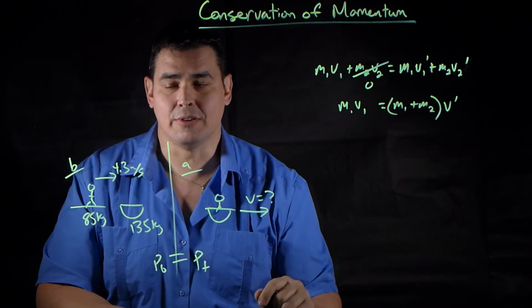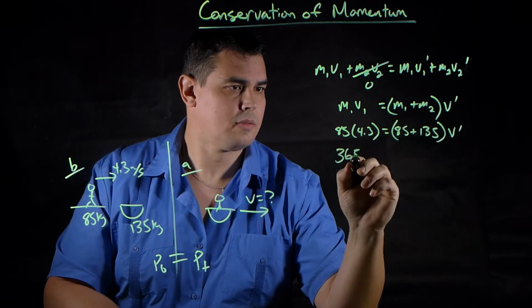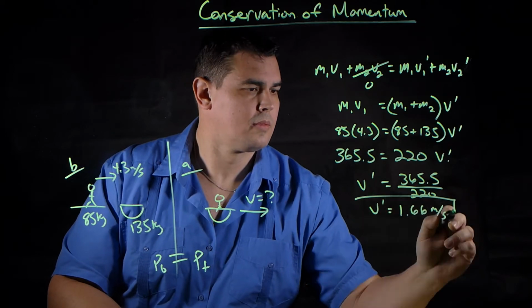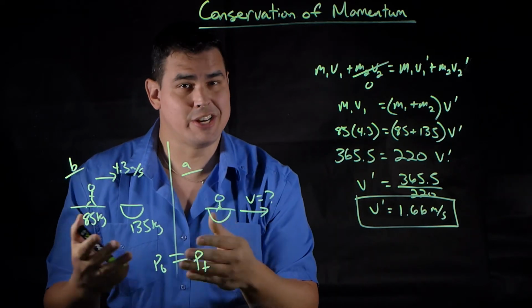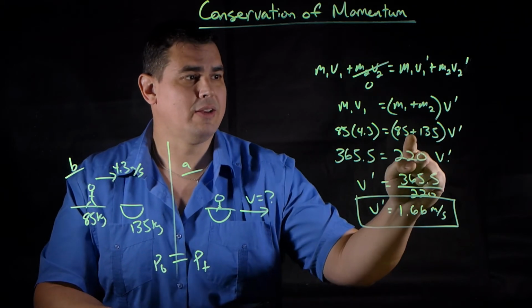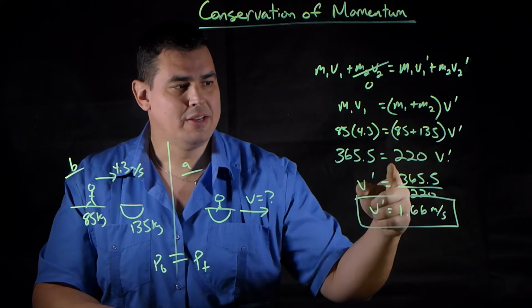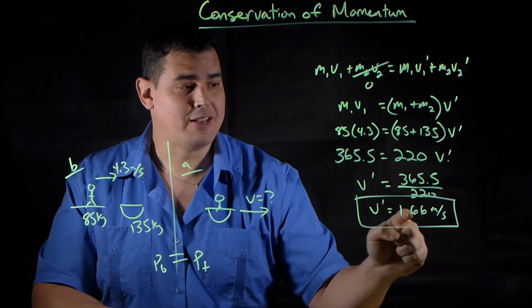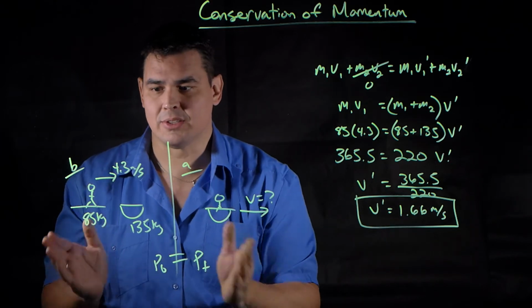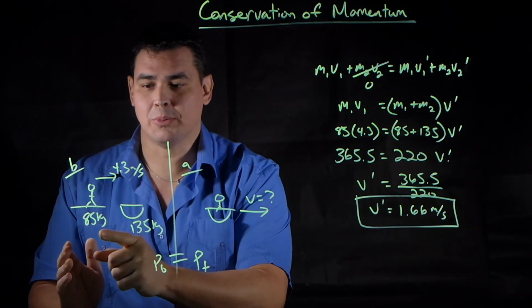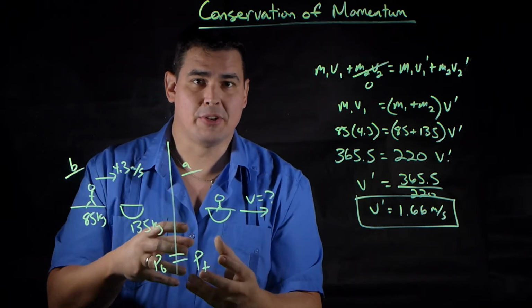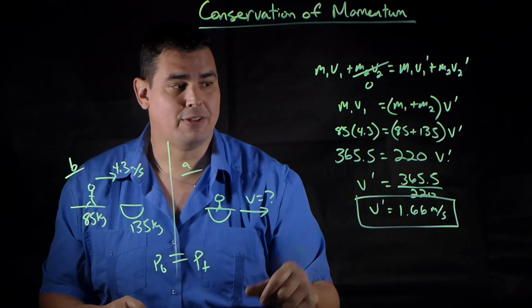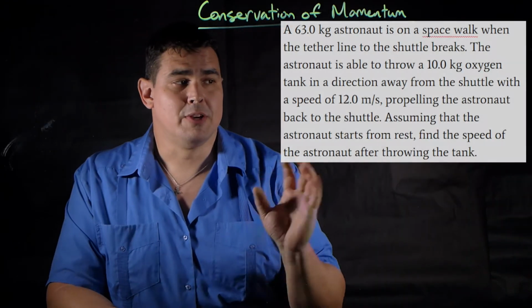So now let's plug in and solve. All right, I plugged in. I didn't have any direction changes, so I don't need any negative signs. The sum of the two masses was 220. Divide over, and I get the final velocity of 1.66, which makes sense. My initial momentum was 85 times 4.3, which is 300 something. So when I combine the two masses, because the mass went up, the final velocity has to be smaller.